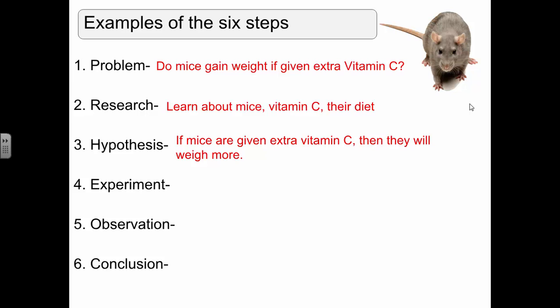I would give it regular food and extra vitamin C. Okay. Let's say we did that, and then I measured the mouse's weight after 2 weeks. Would I know if giving it vitamin C made it grow larger? No. What am I missing? Control. Yes, I'm missing something. So let's improve upon this.